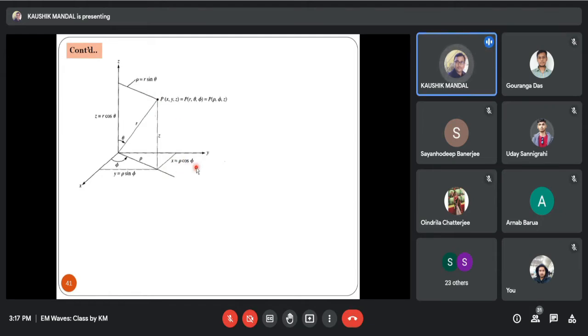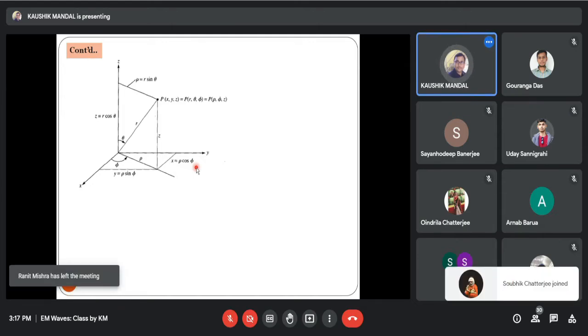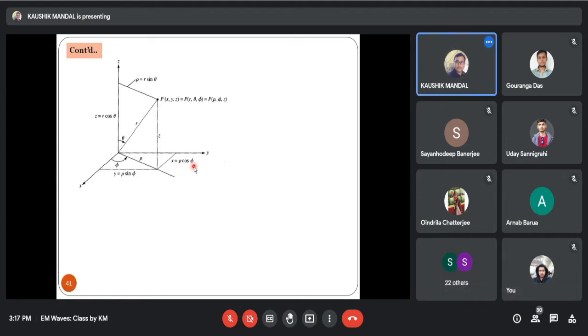So if you consider the transition from Cartesian to spherical, then x will be r sin theta into cos phi. If you consider the transition from Cartesian to cylindrical, then you can write x equal to rho cos phi in that way.